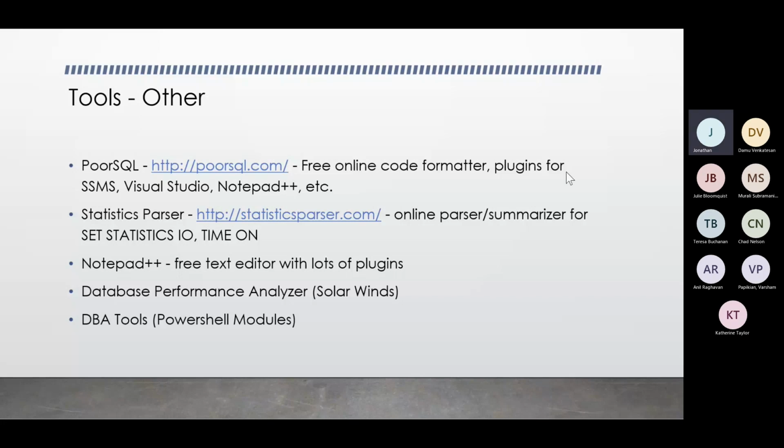Statistics parser is one I use even more often. This is how I take that huge output that you get from turning on set statistics IO and time. You take that, you paste it in here, and it will format it nicely, and at the very bottom summarize all of the data for you. So you just scroll to the bottom and you can count the logical reads used by the entire batch, not just a statement, but the whole batch.